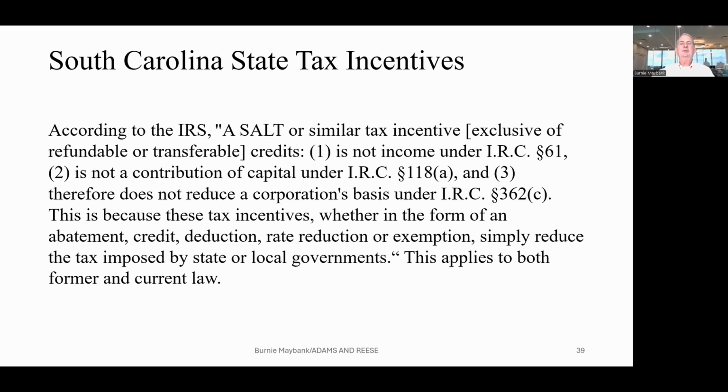But because of these tax incentives, whether in the form of an abatement, credit, deduction, rate reduction, or exemption, they simply lower the tax imposed by local government, and they are not subject to federal income tax. So this applies under both the former and the current law.